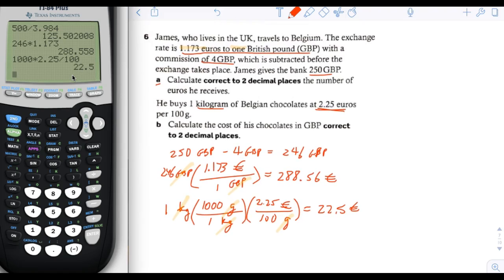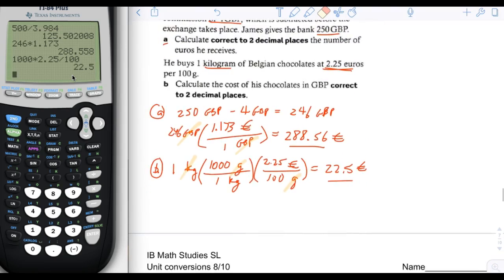So now I'm going to take the chocolates and I'm going to subtract them from the amount of euros he received. So it's going to be 288.56 euros minus 22.5 euros. And that's going to give me the number of, oh, they don't want that. They just want the cost of the chocolates. So we already have it. That's B. Okay, so we already have the answer for A, which is 288.56. And we have the answer for B, which is 22.5. And that's all they wanted. So we don't need to figure out how much money was left over. I was thinking it was more complicated than it was. So that's it for page 7.